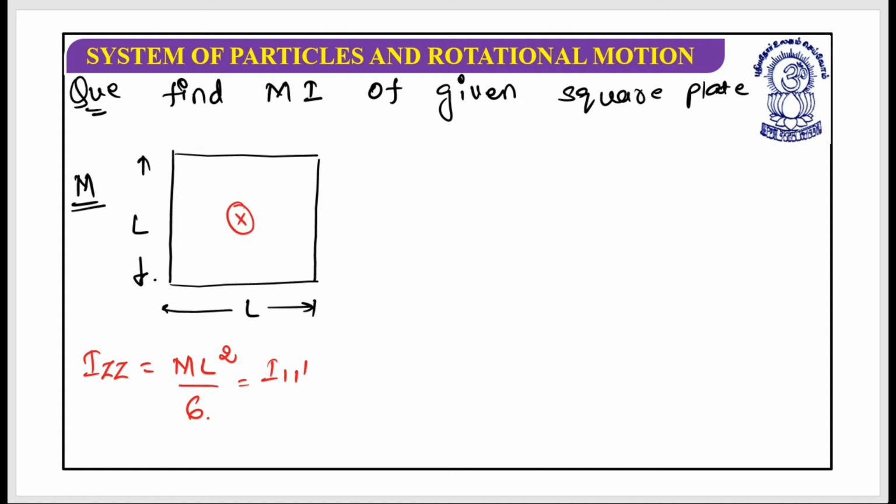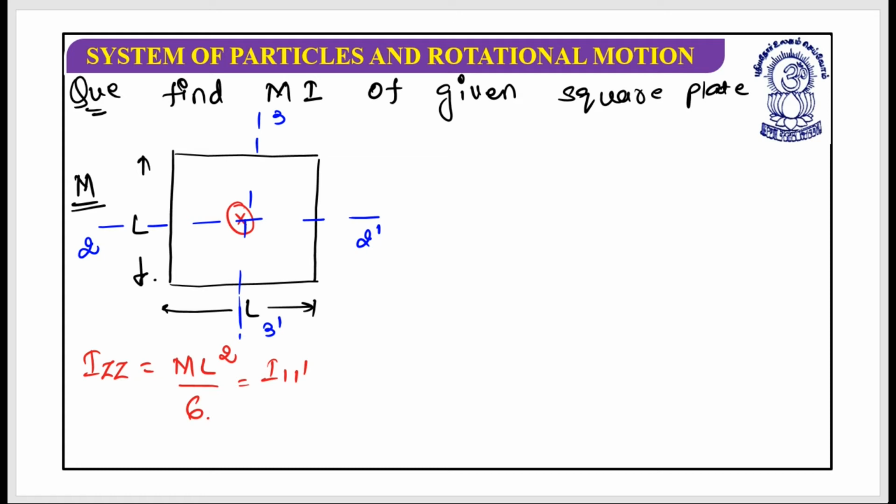Now let's take a different one. Yes, this is XX, this is YY, and let's call this 22 dash, and I call this 33 dash. So how could I do this? I need to find out now I22 dash and I33 dash.